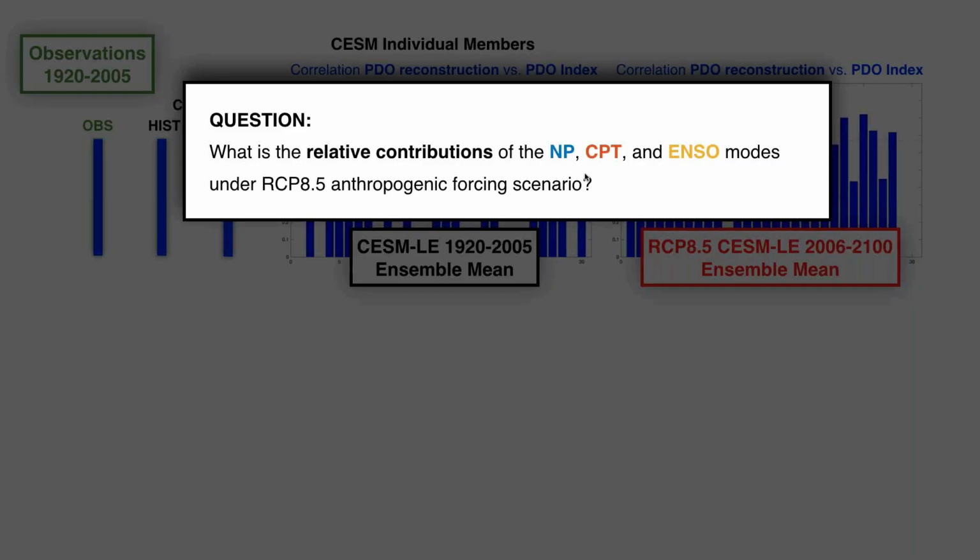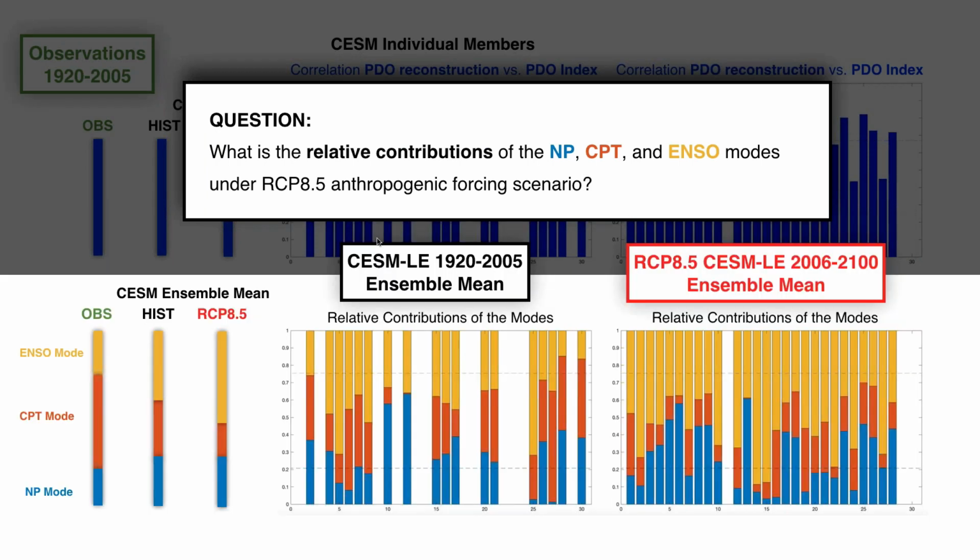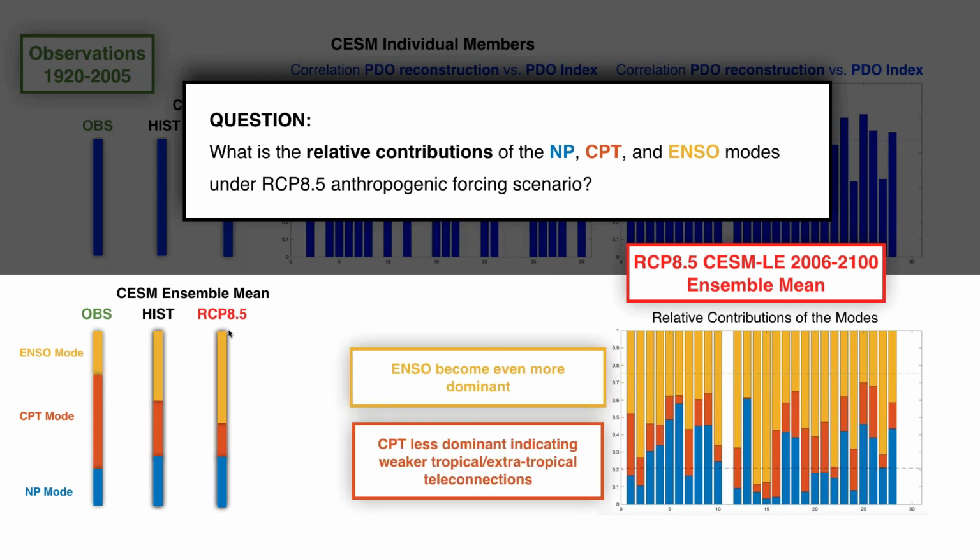And what is the relative contribution of these three modes under the global warming scenario? And this is the same as the correlation, and this is for the observation and the historical ensemble mean, and this is for the RCP 8.5 ensemble mean. And overall, we found that the ENSO becomes more and more dominant, while the Central Pacific teleconnection mode becomes less and less dominant, indicating weaker teleconnection between the tropics and extratropics in the future scenario.